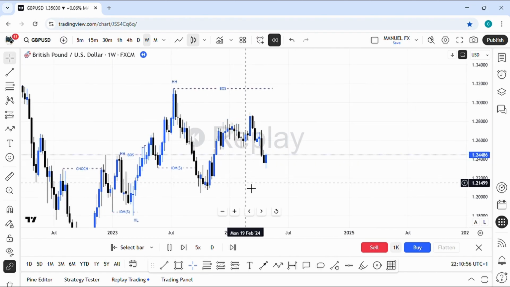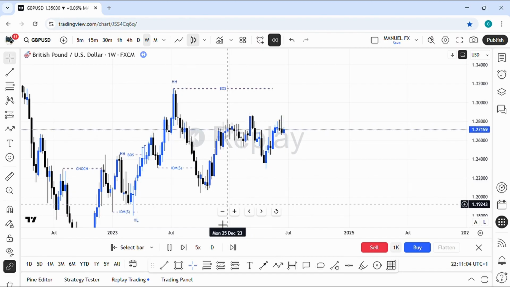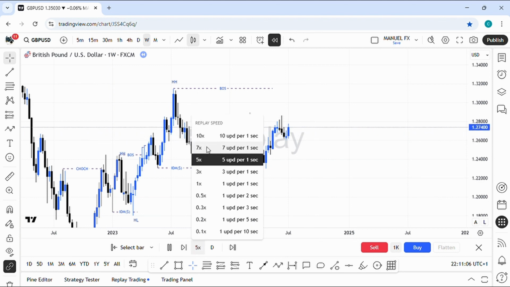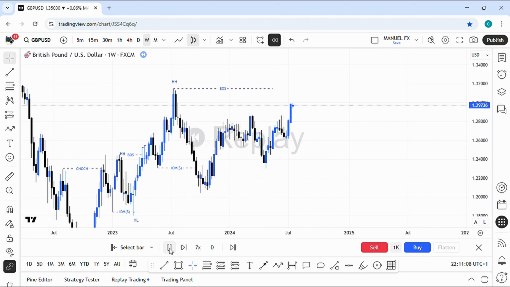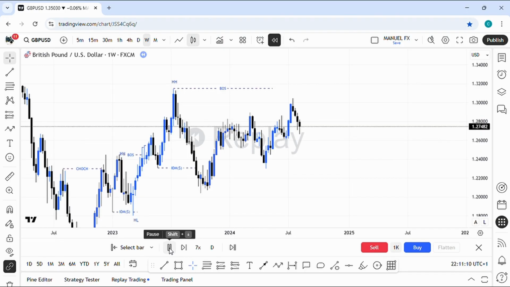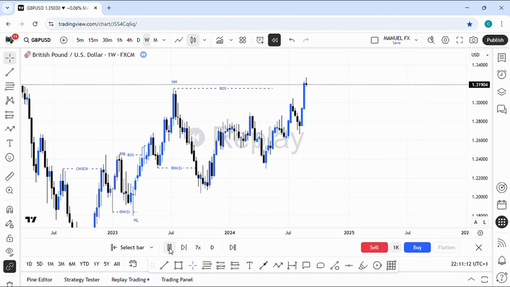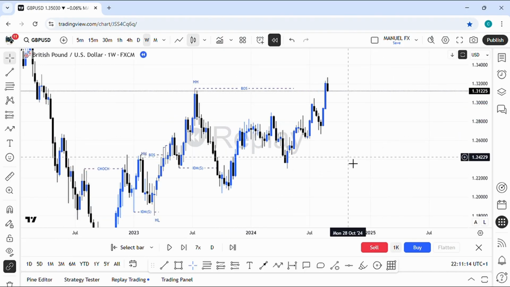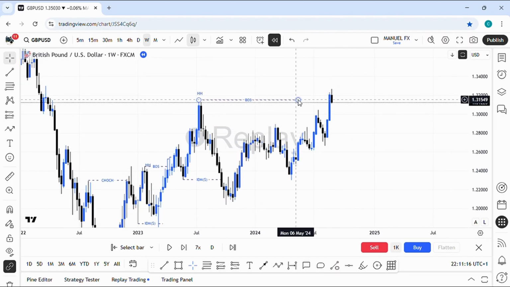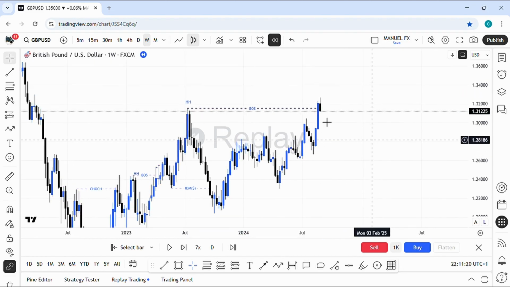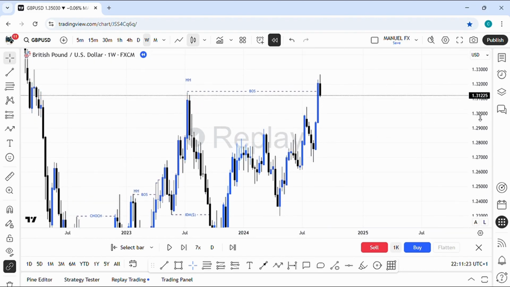Let's watch price. I'm going to increase this with 7. Exactly. It's that simple. Now price has taken out this high, and you see, very clean price action.